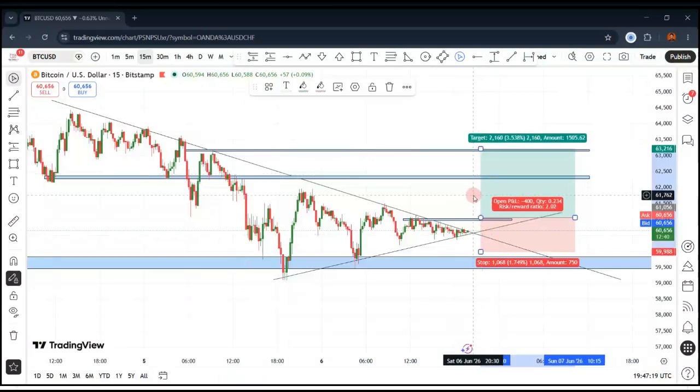However, you get to see some people saying TP1, TP2. This should be take profit 1 and take profit 2. So where do I set my stop loss?